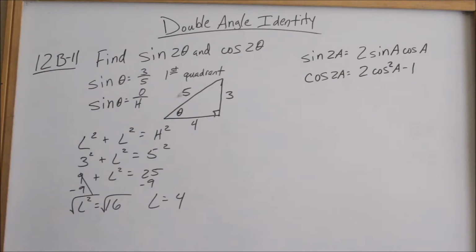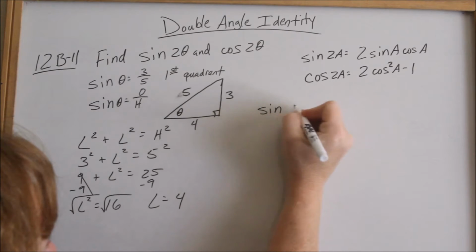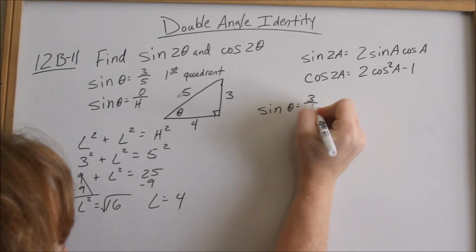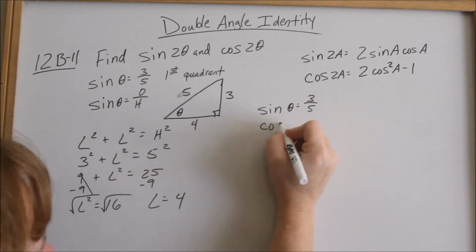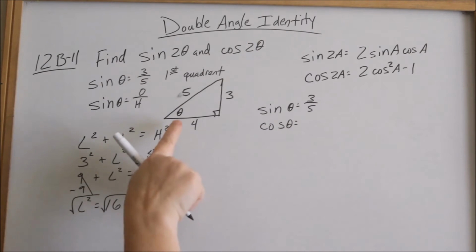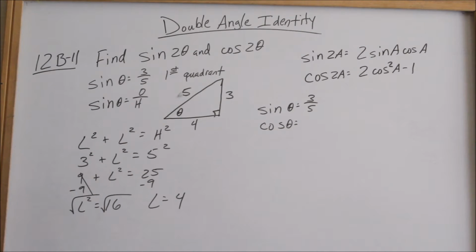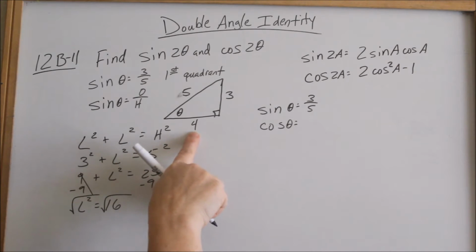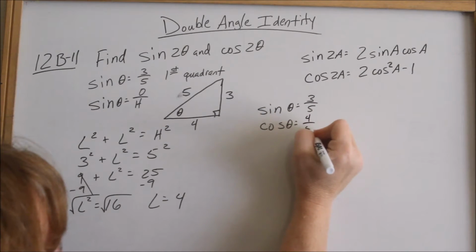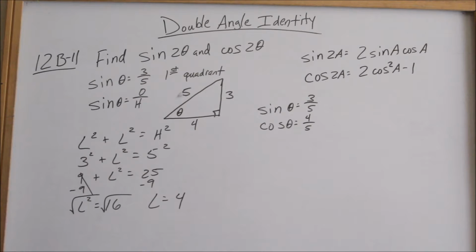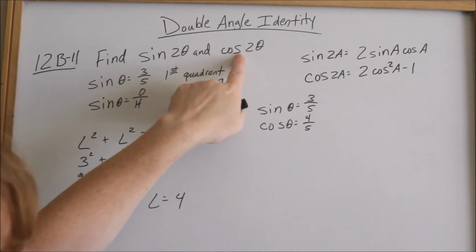Okay, now that we know all sides of our triangle, they already told us that sine theta is 3/5. So now I should be able to find cosine theta. Standing at that angle, cosine is adjacent over hypotenuse. This is my adjacent side. So cosine theta is 4/5. Why do I need those? Because I need to find sine of the double angle and cosine of the double angle.